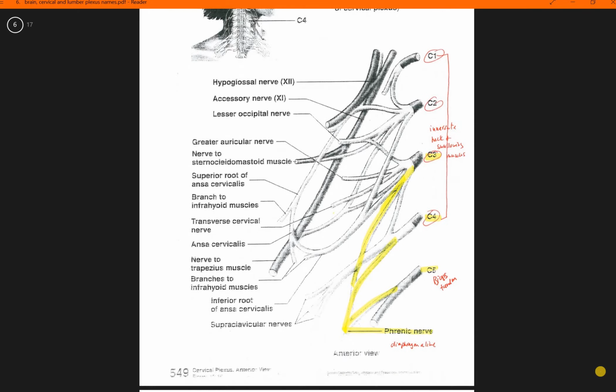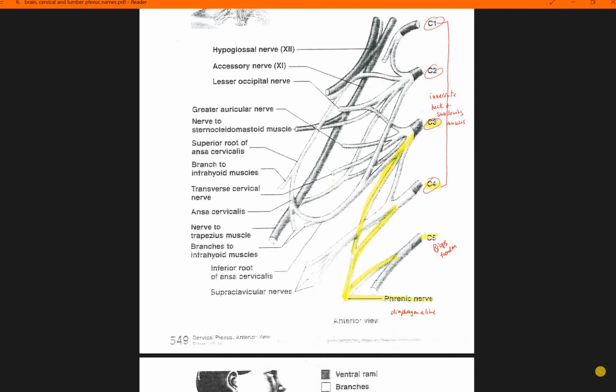Okay, here we're looking at C3, C4, C5. Together, these make the phrenic nerve. C3, C4, C5 keeps the diaphragm alive. That is phrenic nerve. The three come together to make the phrenic nerve. Okay, so please know that.